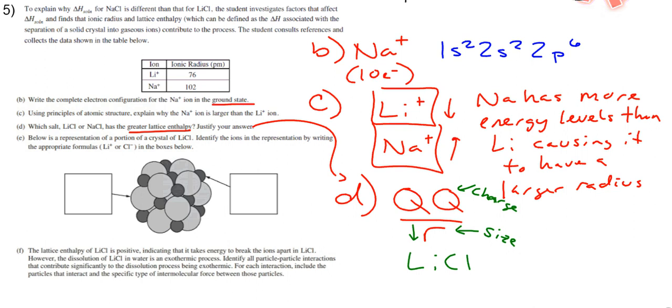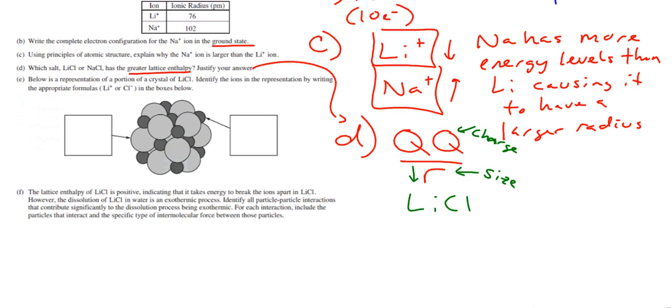If you're having problems with that, you could say Li's radius is smaller, so the bonds are closer to the nucleus, which makes it a tighter or stronger bond. I'm sure they have a very long definition. LiCl, because Li ion is smaller than Na ion, the Coulombic attractions between ions in LiCl are stronger than in NaCl. The result is a greater lattice enthalpy.